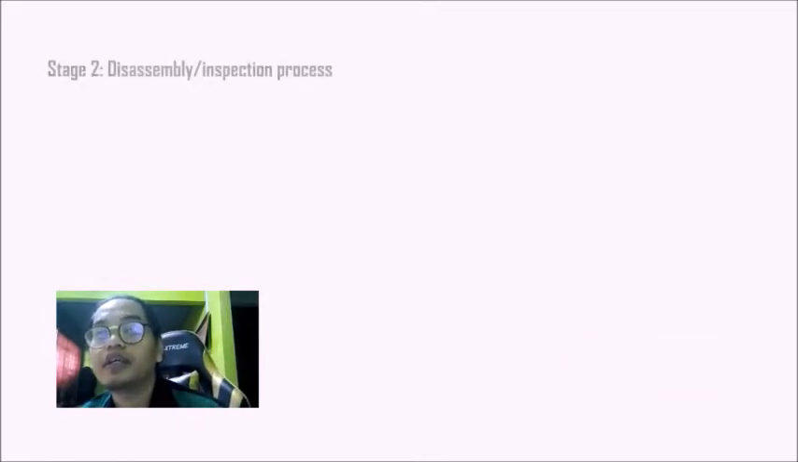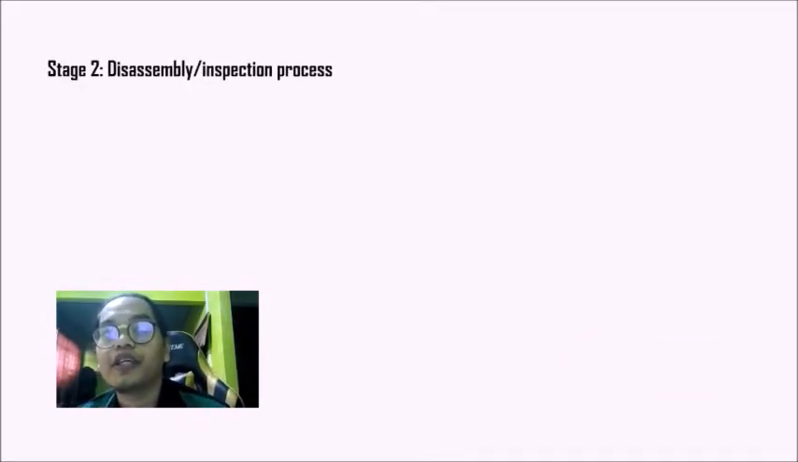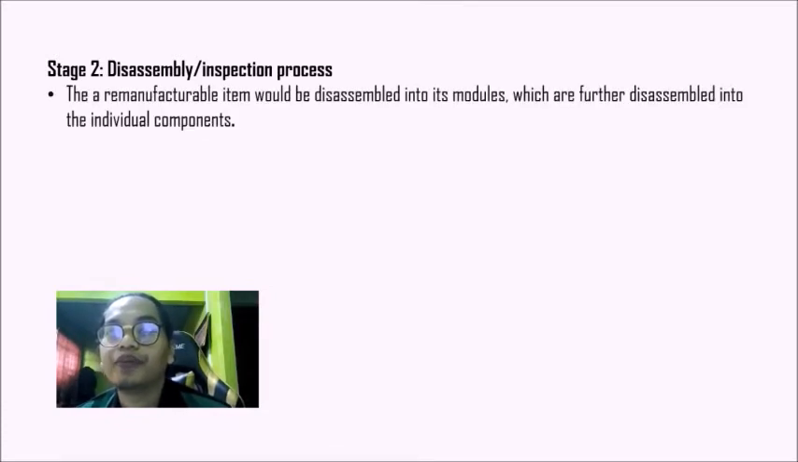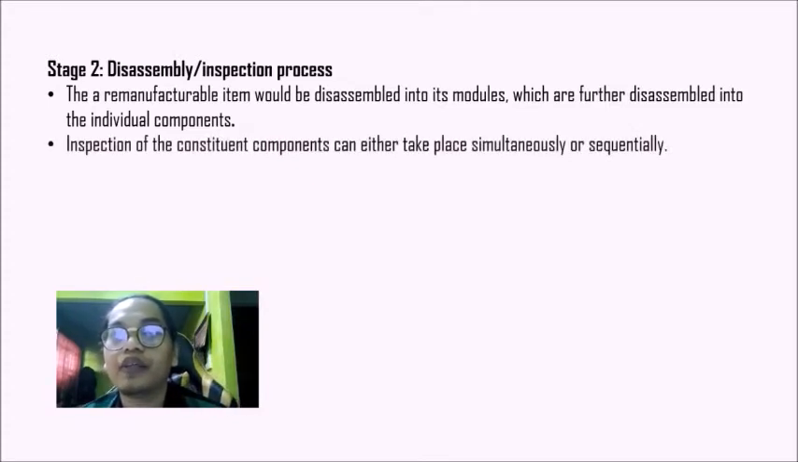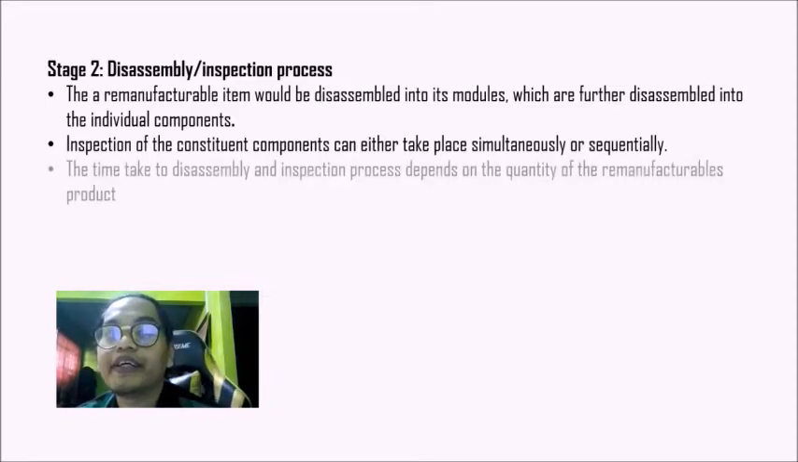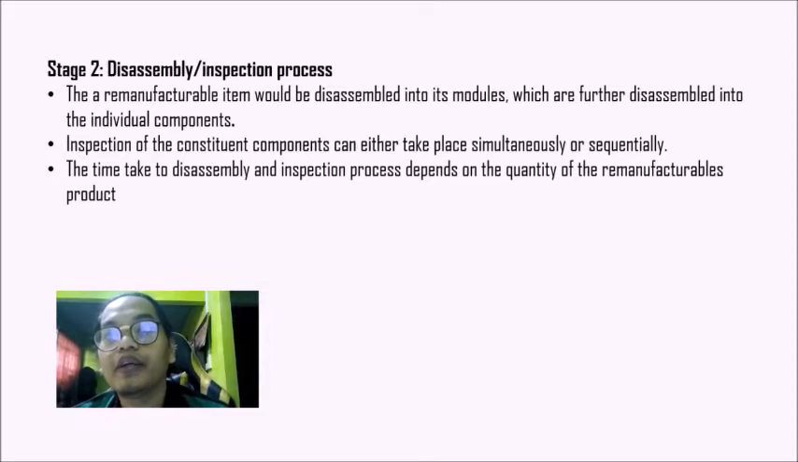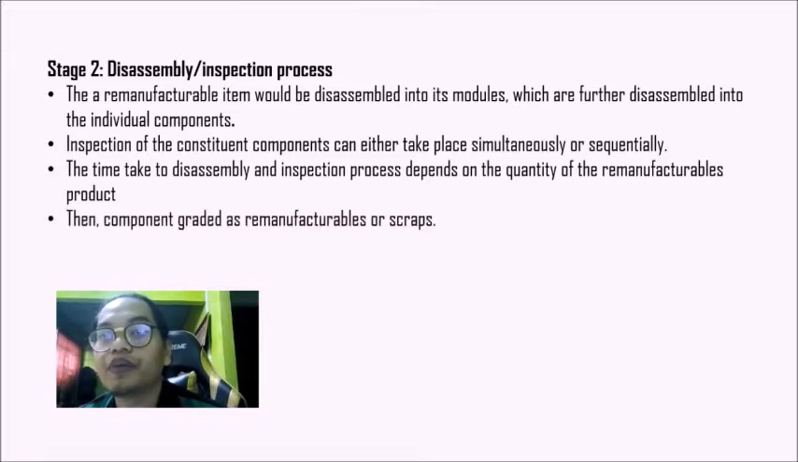So the second stage of the manufacturing process is the disassembly and inspection process. The manufacturable item could be disassembled into modules, which are further disassembled into individual components. Inspection of the constituent components can take place either simultaneously or sequentially. The time taken for the disassembly and inspection process depends on the quantity of the manufacturing product. Then components are graded as manufacturable or scrap.